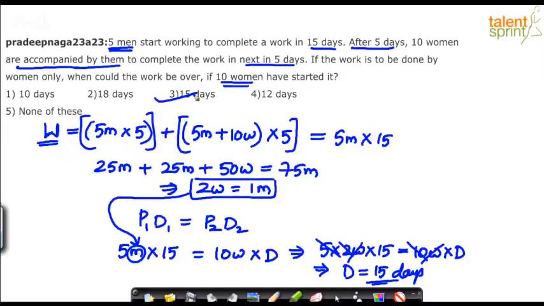Somebody says you're going wrong. Bhakti says how 5 men into 15 is taken. See, we know that 5 men can complete a work in 15 days. But then what happened in the actual case? They planned to work for 15 days, but after 5 days, 10 women joined them. After 5 days, actually they should take 10 more days. But because some people have joined them, they completed the remaining work in next 5 days. Pradeep, you have followed this?